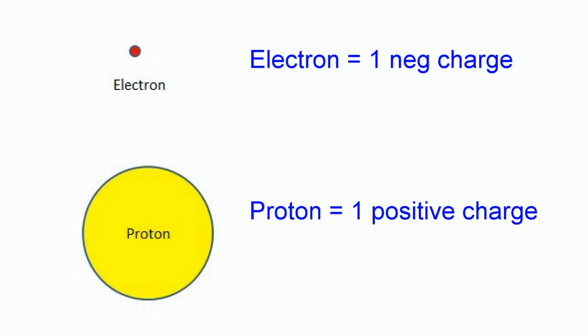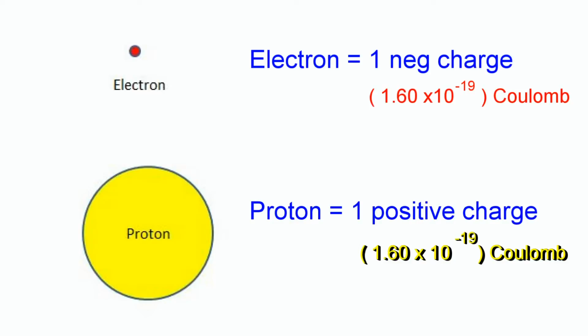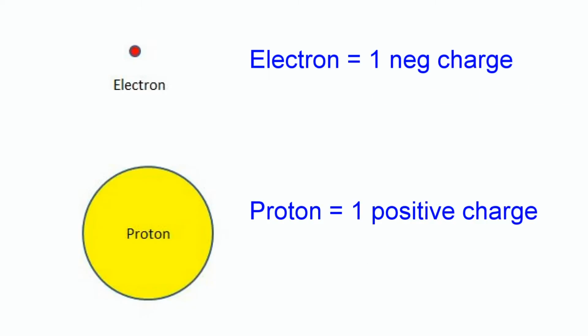When we say that the electron has one negative charge, it is understood in chemistry that the strength of the charge is equal to 1.60 times 10 to the minus 19th coulombs. And when we say that the proton has one positive charge, it is understood in chemistry that the strength of the charge is equal to 1.60 times 10 to the minus 19th coulombs. So from now on, we won't worry about the strength of the charges. We will just focus on the number of the charges.